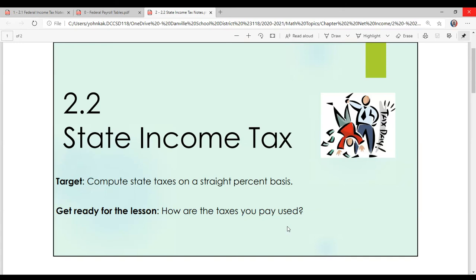Hey kids, welcome to section 2.2, state income tax. Today we're going to compute state taxes on a straight percent basis.